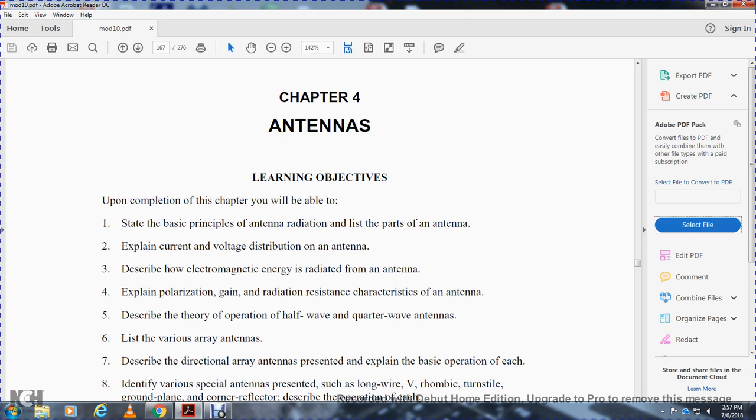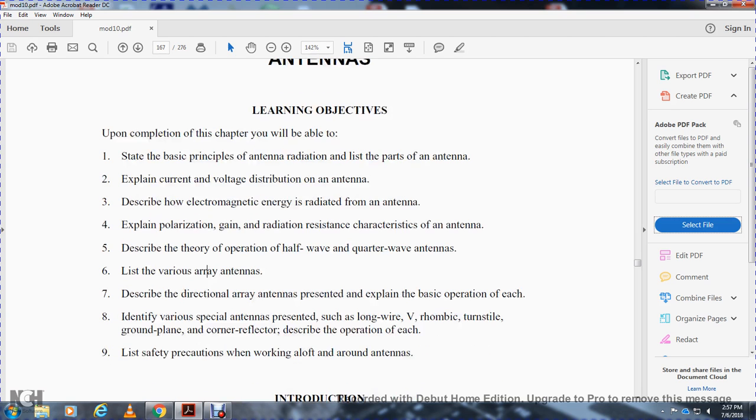Describe the theory of operation of half-wave and quarter-wave antennas. List various array antennas, describe the directional array antennas presented, and explain the basic operation of each. Identify the various special antennas presented, such as long wire, V, rhombic, tonsile, ground plane, and corner reflector. Describe the operation of each. List safety precautions for working aloft around antennas.